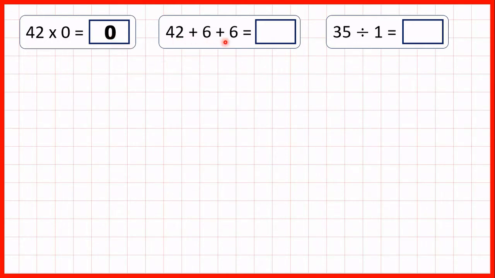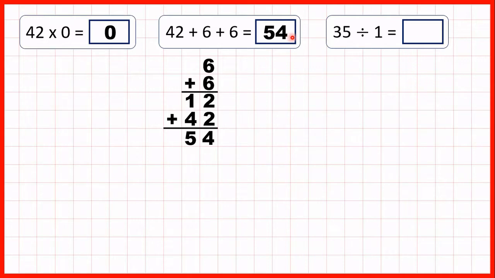42 plus 6 plus 6. Now for questions like this, I like to add the single digit numbers first and then add the 2-digit number. So we can do 6 plus 6 is 12, and then we've not added the 42, so we need to work out 12 plus 42. 2 plus 2 is 4, 1 plus 4 is 5, so our answer is 54.